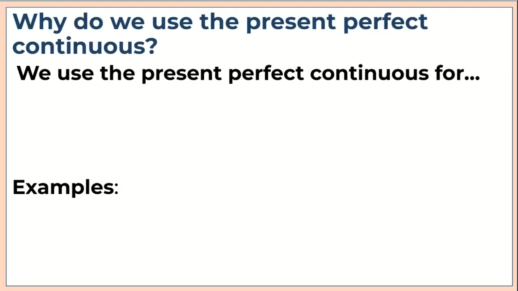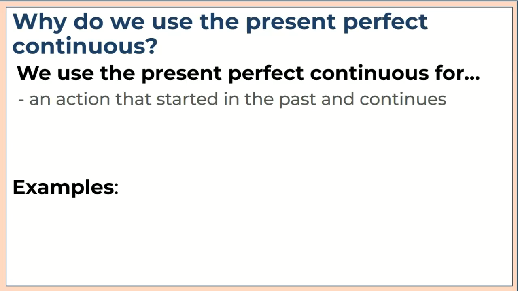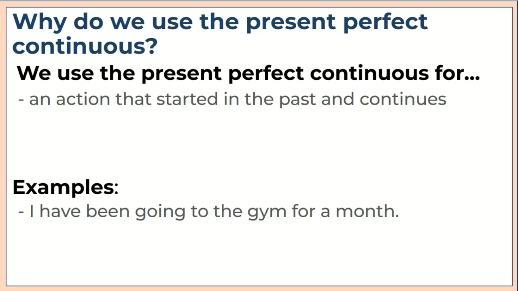All right, so why do we use the present perfect continuous? We're going to use this tense for an action that started in the past and continues to today. An example of this is I have been going to the gym for a month. The action is going to the gym. It started about a month ago in the past and it continues today.